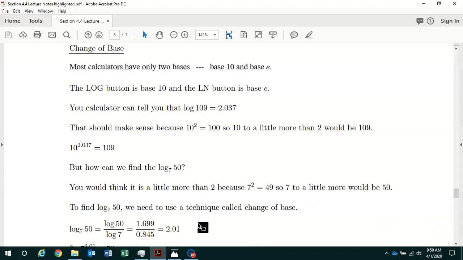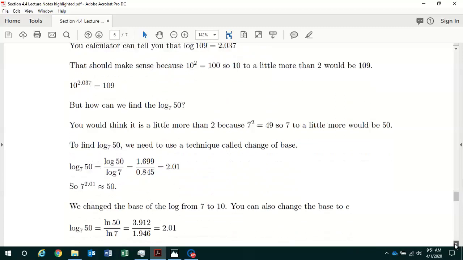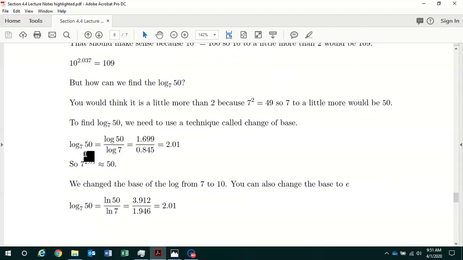The change of base formula enables me to calculate log base 7 of 50 using the common log function or the natural log function. We demonstrate that here: log base 7 of 50 is equivalent to the common log of 50 divided by the common log of 7. So if you type in the common log of 50, you'll get 1.699. You type in the common log of 7, you get 0.845. And when you do that division, you get 2.01. So 7 raised to the 2.01 power is approximately equal to 50.